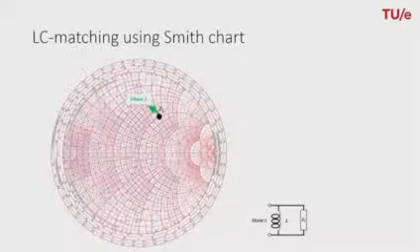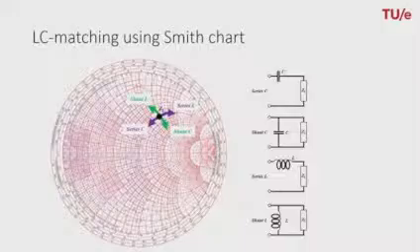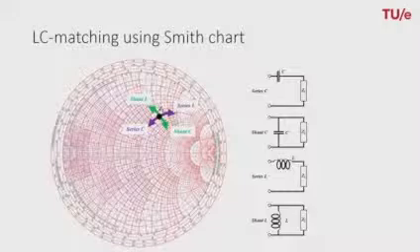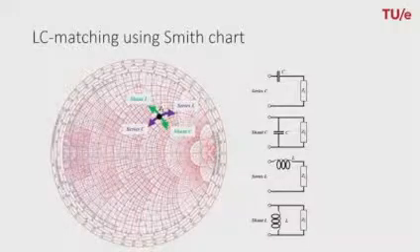Now, by combining these four options, we clearly see that we can move in any direction in the Smith chart, which means that we can match any load impedance to a source impedance, which is, of course, the goal of what we want to achieve with the matching circuit.